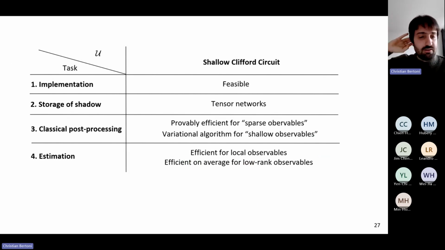Right, and so here we have our complete list. We can implement these unitaries more easily than global Cliffords. We store the shadows using tensor networks. The classical post-processing is doable, and it's relatively easy for some class of observables, and for other classes of observables, we can find some heuristic algorithms that do it, but it's hard to find rigorous guarantees. And we can efficiently estimate local observables, and on average, we can efficiently estimate low-rank observables.